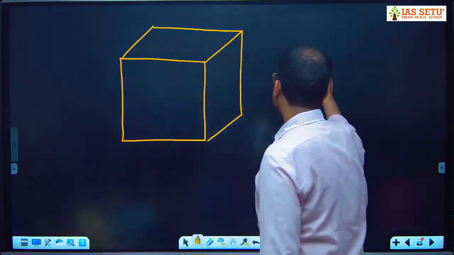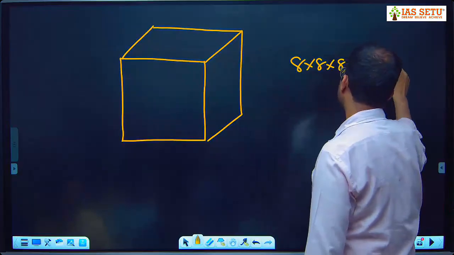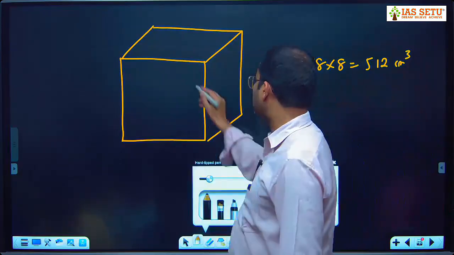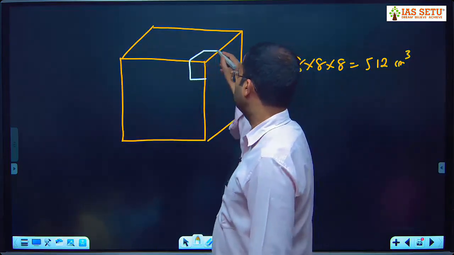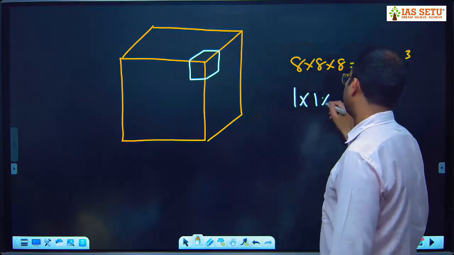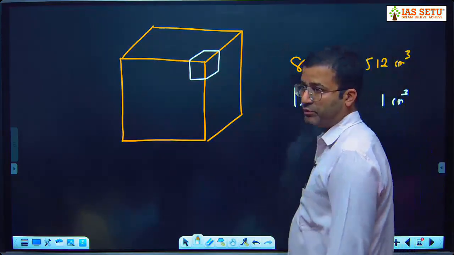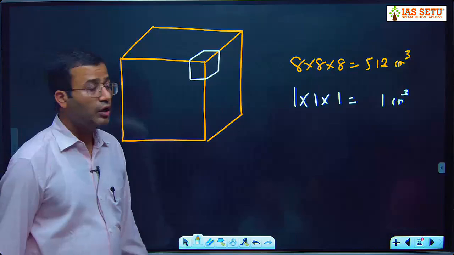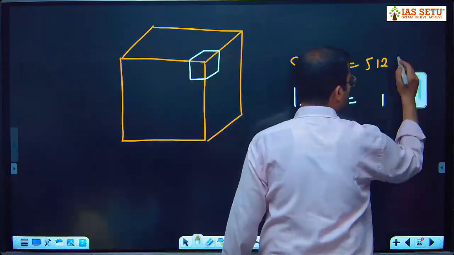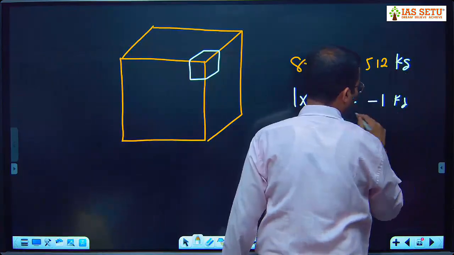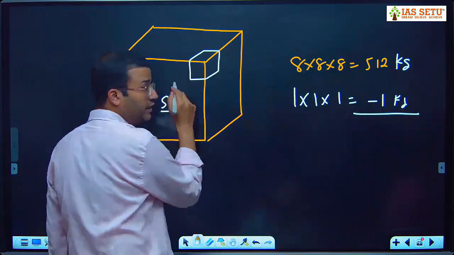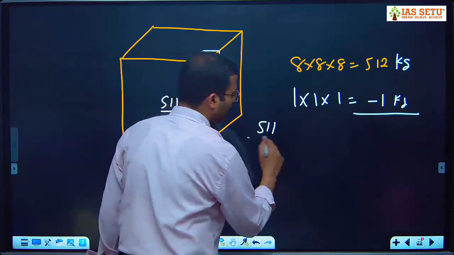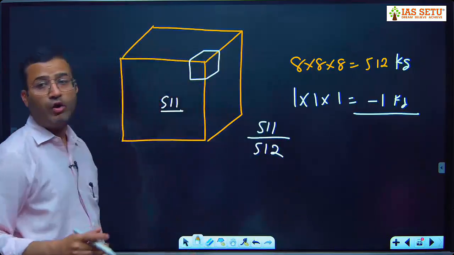So this is 8 into 8 into 8, 512 centimeter cube. And a cube of length 1 centimeter has been removed. So 1 into 1 into 1, so 1 centimeter cube has been removed. We can imagine or we can assume 1 centimeter cube is 1 kg. So it's like if original cube is 512 kg, so we have removed 1 kg. So what is the remaining portion? 511 as compared to original 512. So your answer is 511 upon 512 of the original.